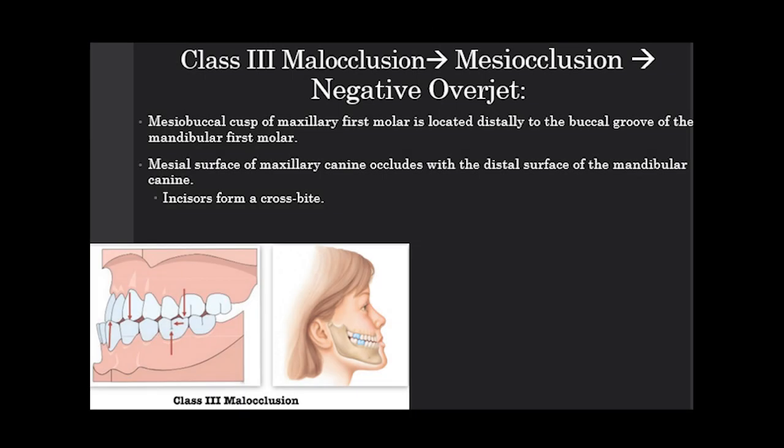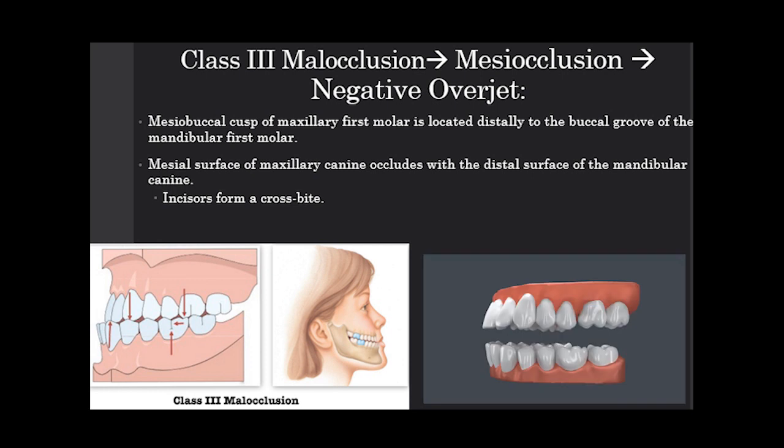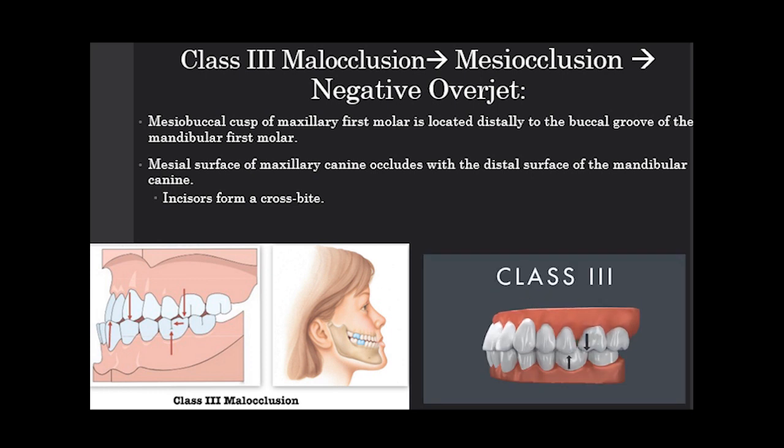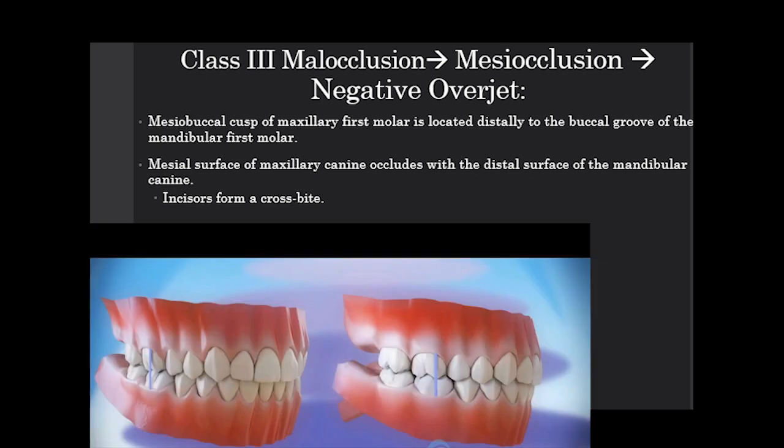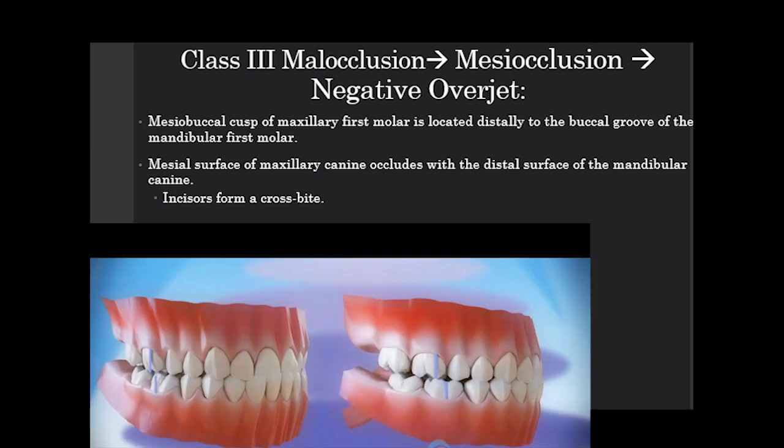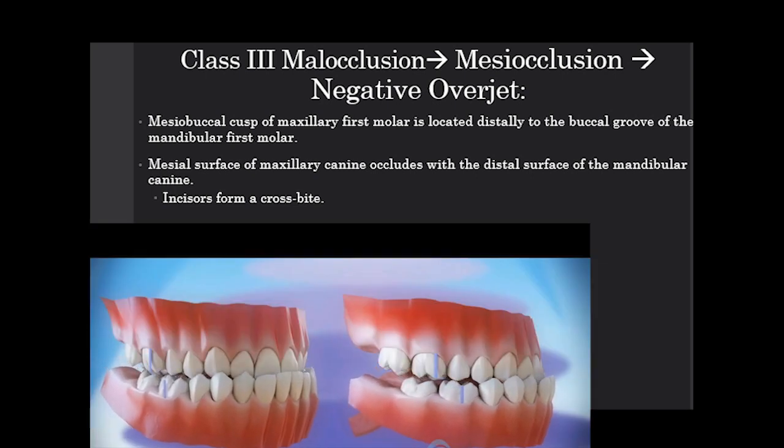Finally, Class 3 malocclusion, also referred to as mesiocclusion or negative overjet, is when the mesiobuccal cusp of the maxillary first molar is located distally to the buccal groove of the mandibular first molar. As a result, the canine relationship is also disrupted as the mesial surface of the maxillary canine occludes with the distal surface of the mandibular canine, thus causing the incisors to form a crossbite.